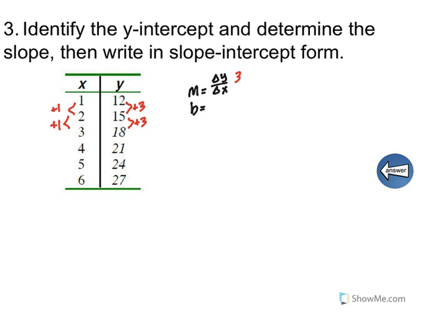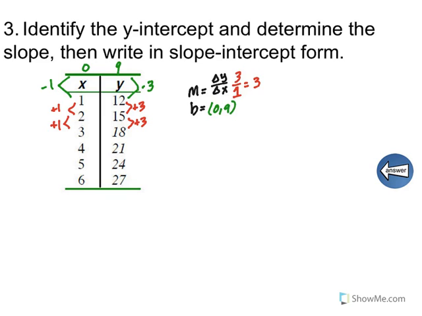So if we continue our pattern in this table, we see that change in x is 1. This can be simplified to positive 3. Now to find the y-intercept, remember that the y-intercept is when x is 0. So in this table, I'm going to need to go back so that x becomes 0. So I go 1 back to get to 0 from 1. If I'm going 1 back, that means on the y side I have to go back by 3. So 12 minus 3 is 9. And so we have a y-intercept of 0, 9.